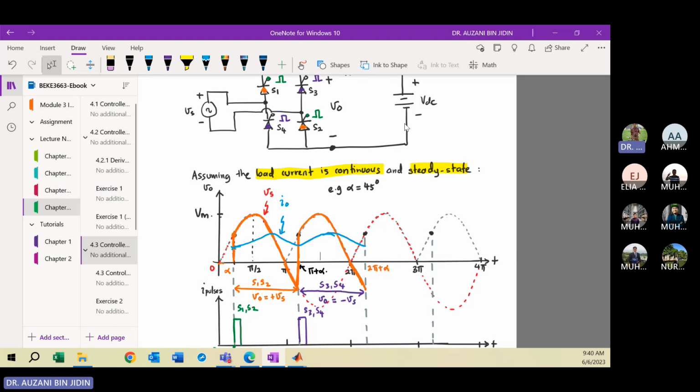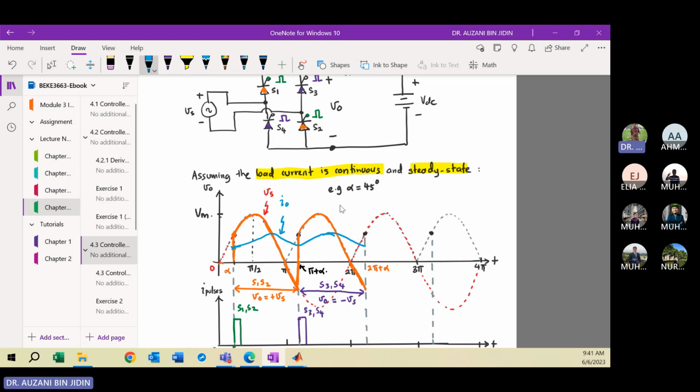So this current, because of the flow of current, will force these two SCRs to conduct, even though the polarity of the voltage across the two SCRs is negative. Right? Because the current will force the two SCRs to conduct. So then here S3 and S4 turn on, and this process will be repeated.